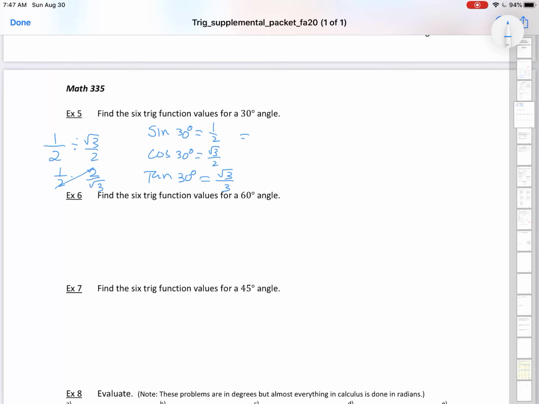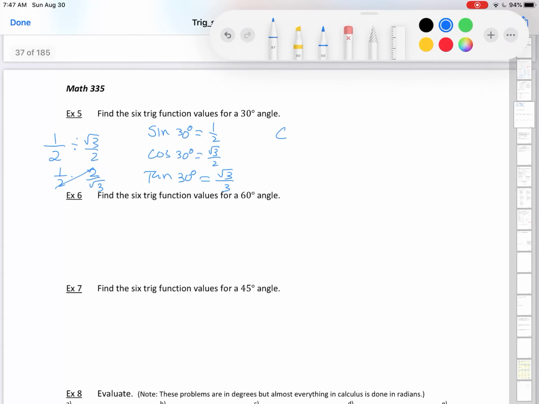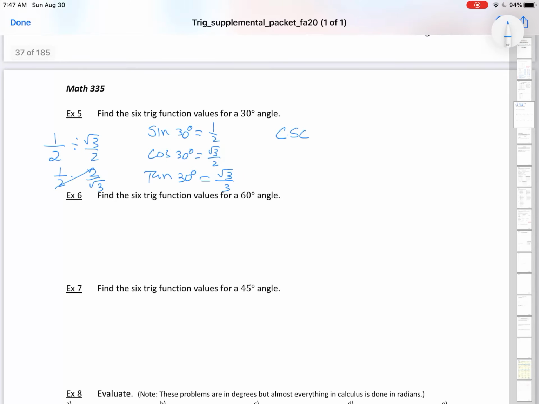And then for the corresponding ones, I just flip. For the corresponding ones, cosecant of 30 degrees, which is the flip of sine, is 2. Secant of 30 degrees, which is the flip of cosine, is 2 root 3 over 3. And cotangent of 30 degrees would be the flip of root 3 over 3, which would be just a plain old root 3.